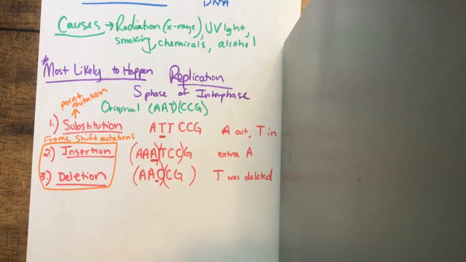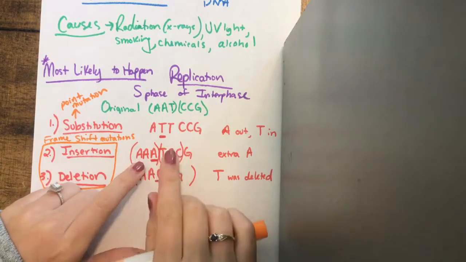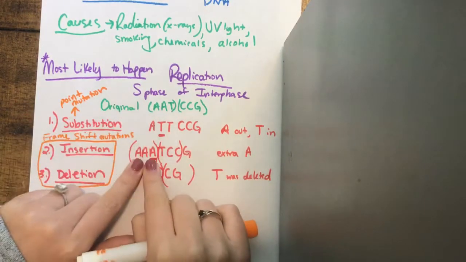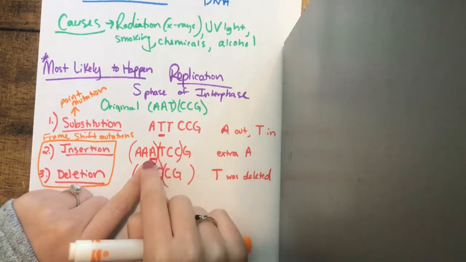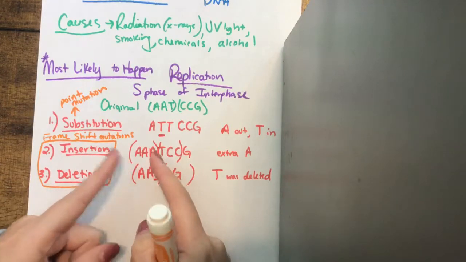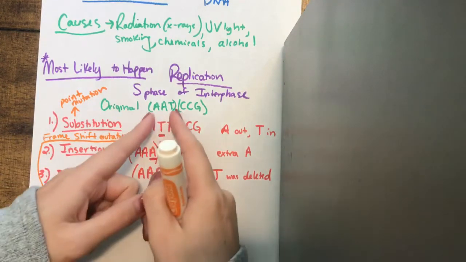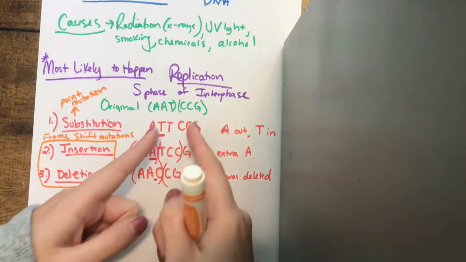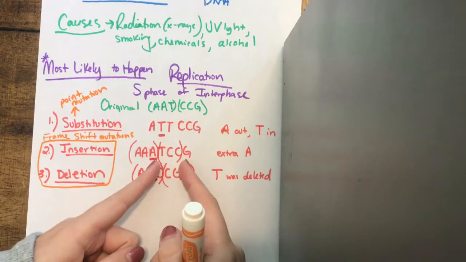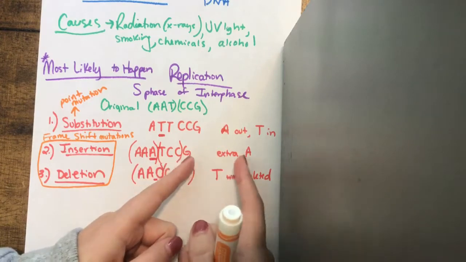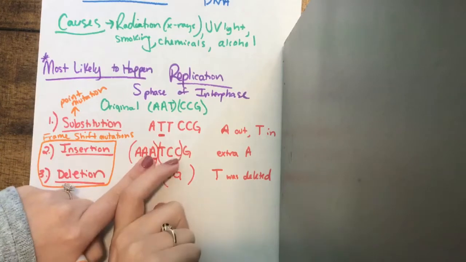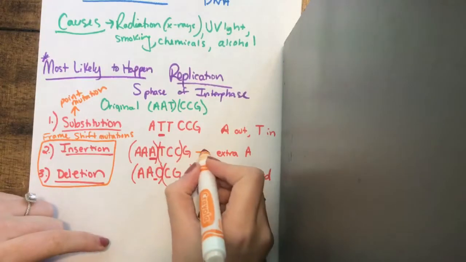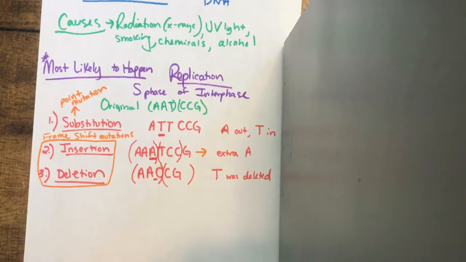And these are really bad because normally we read 3 letters at a time. So it should be AAT. However, because we added in this extra A for the insertion, it's going to change all of the 3's. So instead of AAT, we have AAA. Instead of CCG, we have TCC. And it's going to switch all of them after that. Because we inserted an extra one, everything gets pushed over to the right. So these are really, really bad.